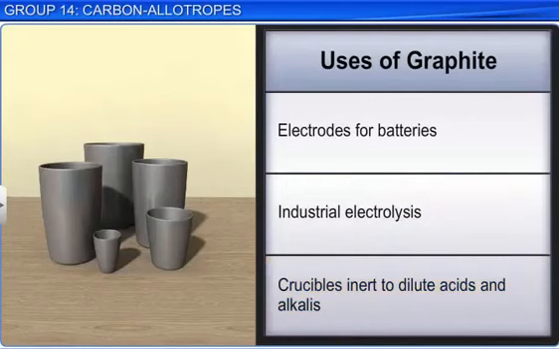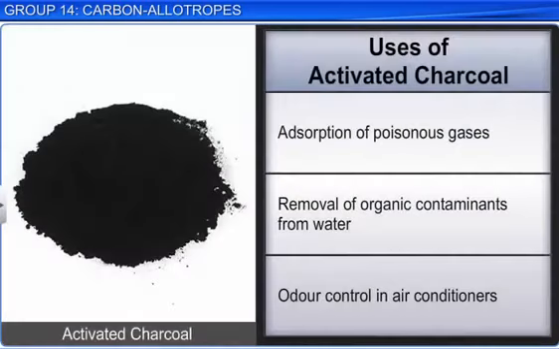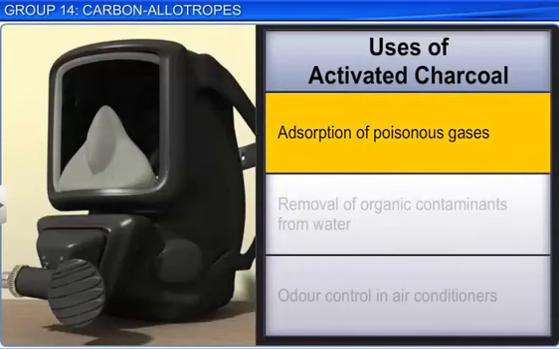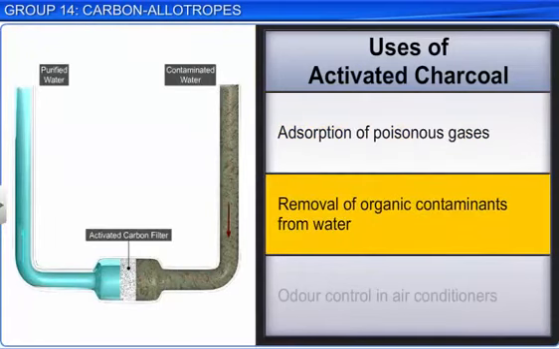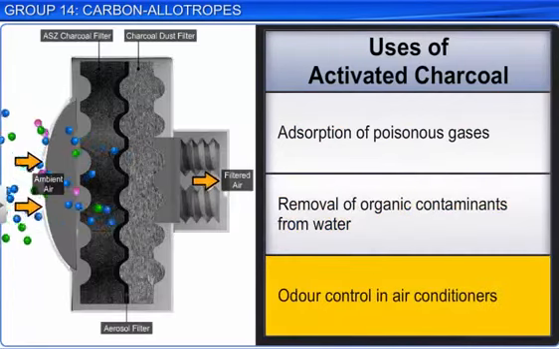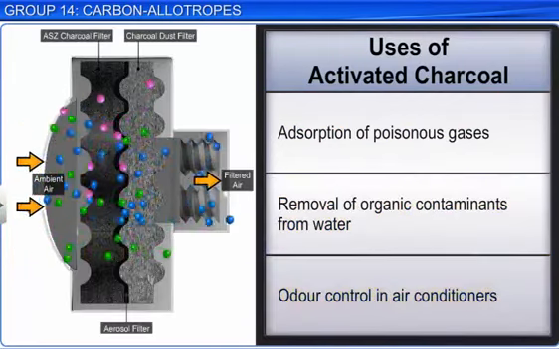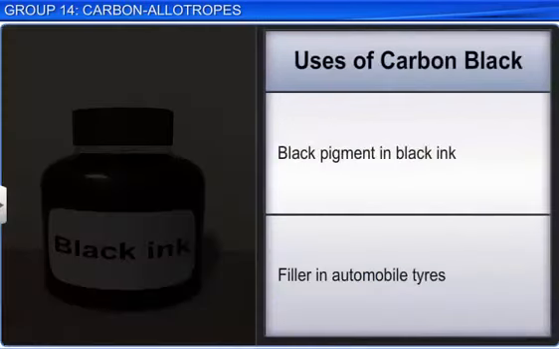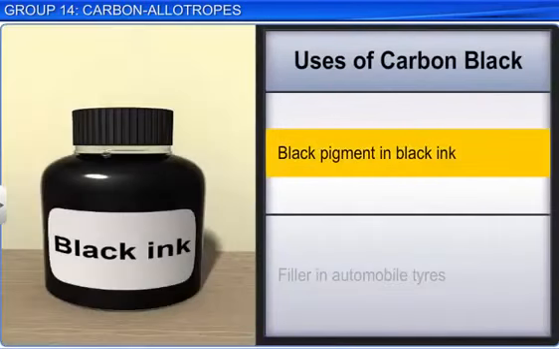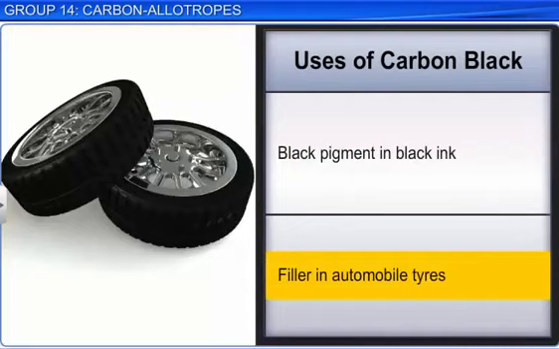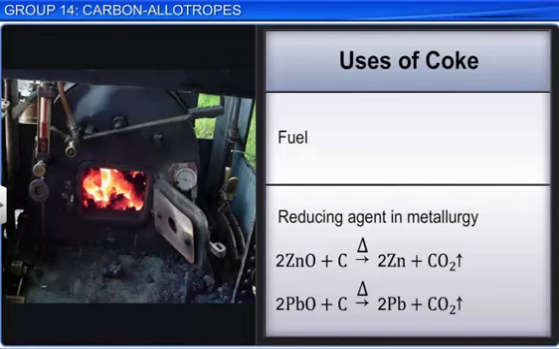Activated charcoal is very porous and can absorb many times of its own volume of gases. It is used for absorption of poisonous gases, removal of organic contaminants from water, and for odor control in air conditioners. Carbon black is used as a black pigment in black ink and as a filler in automobile tires. Coke is used as a fuel and as a reducing agent in metallurgy.